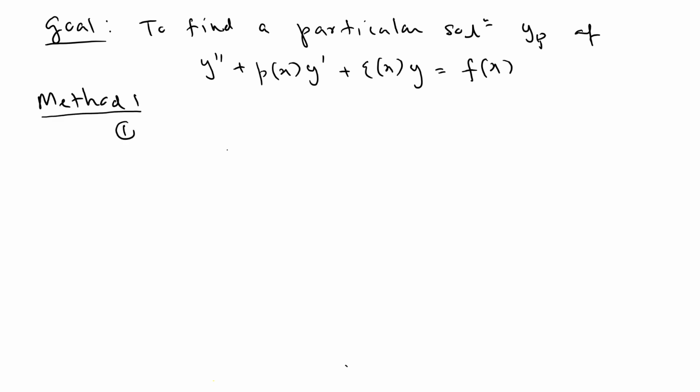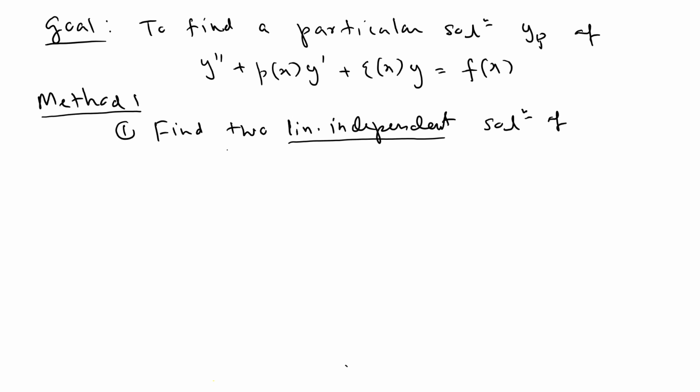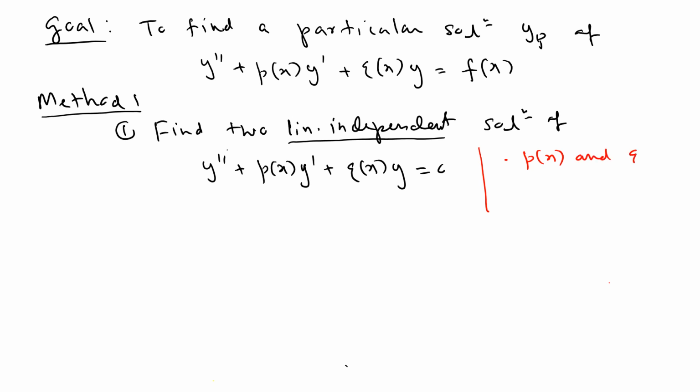So method 1 has 3 steps. Find two linearly independent solutions of the homogeneous equation y double prime plus p(x) y prime plus q(x) y equals 0, and we know that this equation can have constant coefficients, so p(x) and q(x) can be constant. It can also be a Cauchy-Euler differential equation. So it can be any of them.